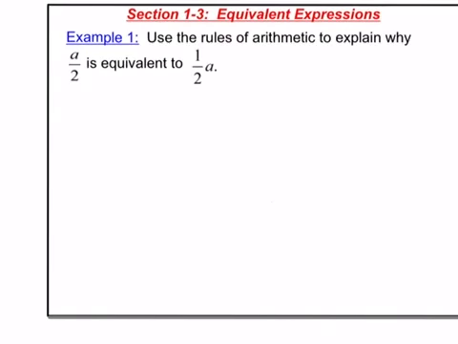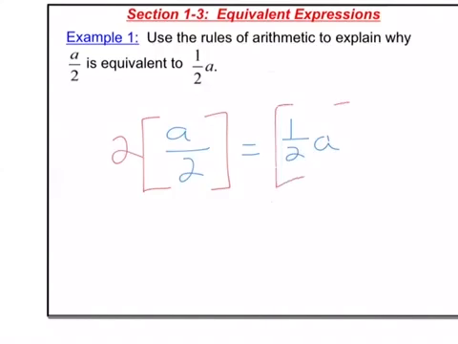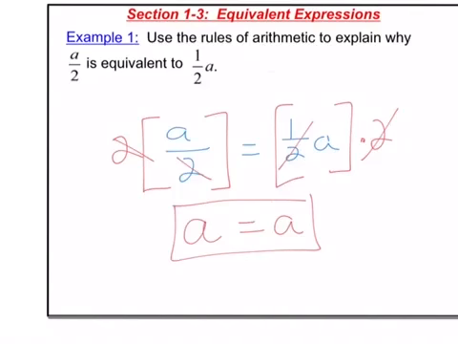Example 1 says use the rules of arithmetic to explain why a over 2 is equivalent to 1/2 a. So what we're going to do here is use the rules of arithmetic. If we multiply both sides of the equation by 2, on this side, 2 times a over 2 is just going to equal a. And then on this side, 1/2 times 2 equals 1, so that side also equals a.